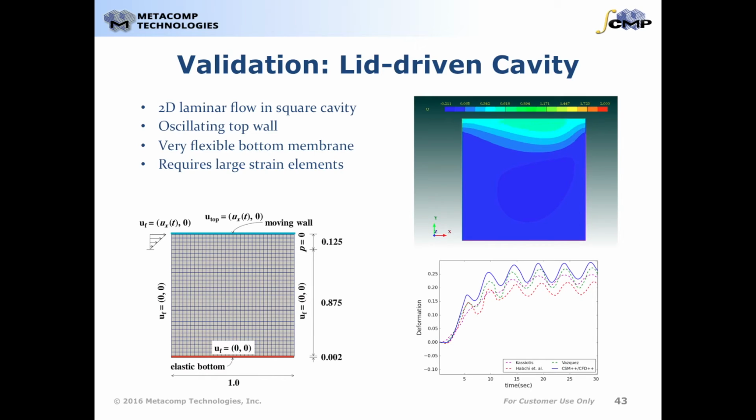The third validation case consists of a two-dimensional laminar flow in a square cavity with a flexible membrane at the bottom, modeled using large strain elements. An oscillatory horizontal velocity is set on the top wall and at the flow inlet at the upper top corner. An animation showing the deformation of the membrane over time is presented here, along with comparisons of other results from the literature.